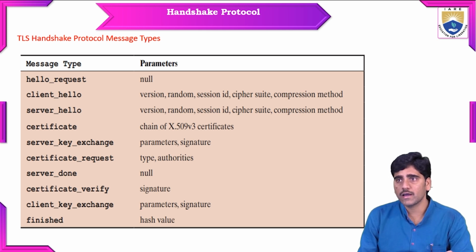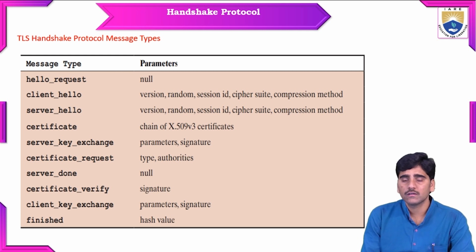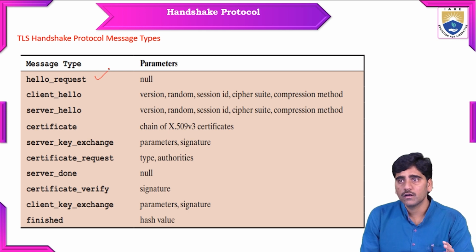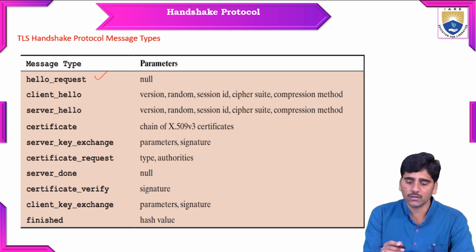Here, the client messages have the message type and parameters. The first one is hello request, which is done by both client and the server. It doesn't have any parameters, so it has null parameters.